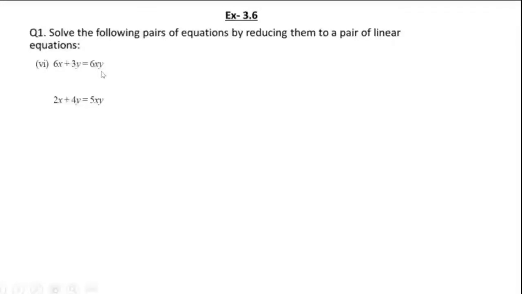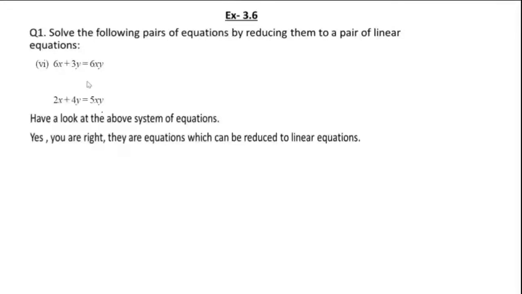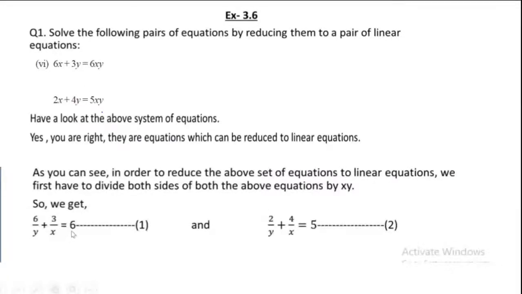What I do is divide both the equations by xy. Doing that, what do I get? I get 6 upon y plus 3 upon x is equal to 6. Similarly, if I divide this equation also by xy, I get 2 upon y plus 4 upon x is equal to 5. Now I take 1 upon x as a and 1 upon y as b. So these two equations change to: 3 upon x will mean 3a, 6 upon y will mean 6b. So I get 3a plus 6b is equal to 6, and this one will give me 4a plus 2b is equal to 5.